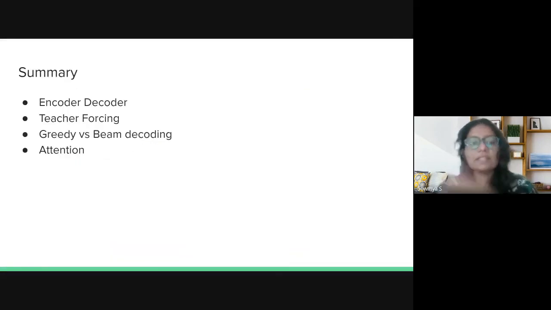So to summarize, we saw sequence architecture with encoder decoder, and we saw how versatile it is. We can use all sorts of sequences, mixed media sequences, and so on. We saw how teacher forcing was done through greedy and beam decoding, and we saw how attention works.